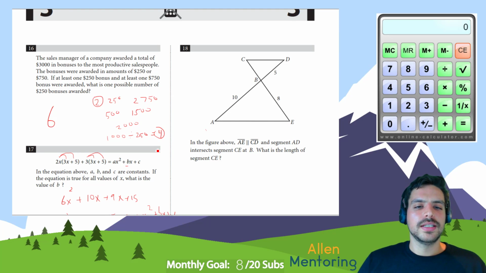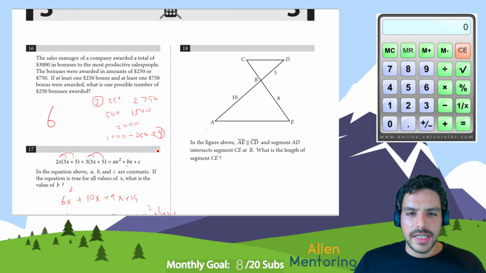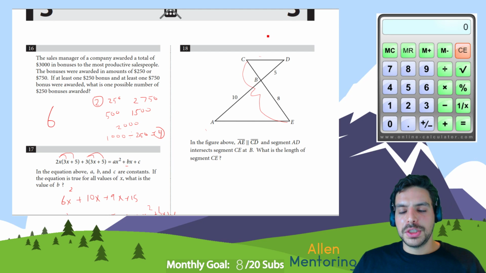All right, 18. In the figure above, AE, this line here, is parallel to CD, and segments AD and BE intersect. What is the length of CE? So the length of that right there. First off, I'm sure you've seen problems like this, and if you have, you know that these two are similar triangles.